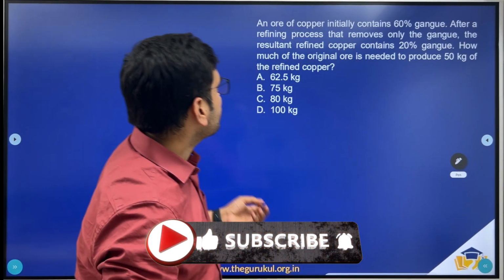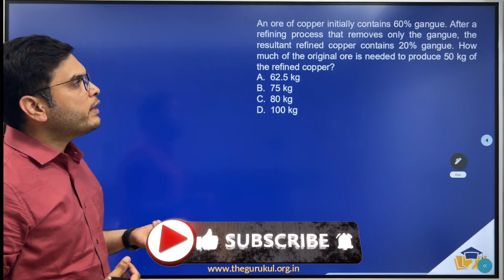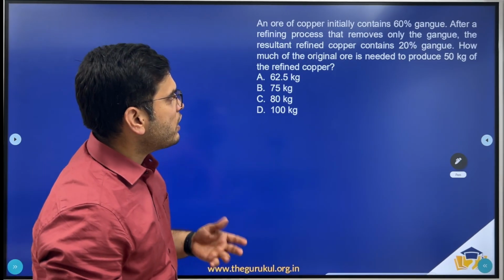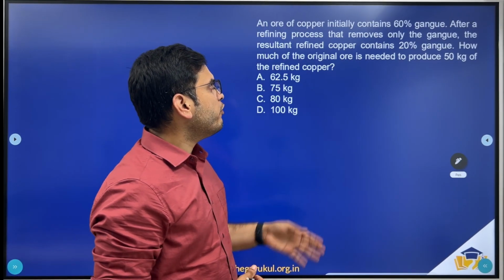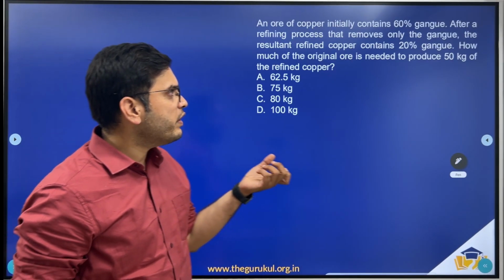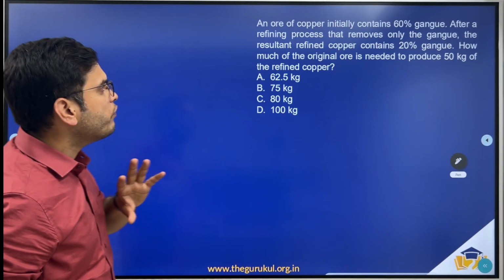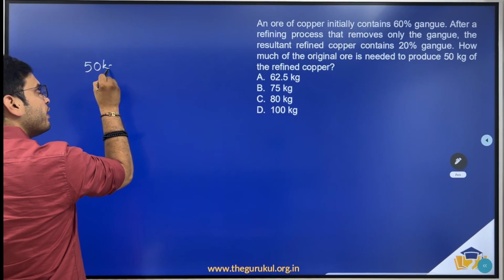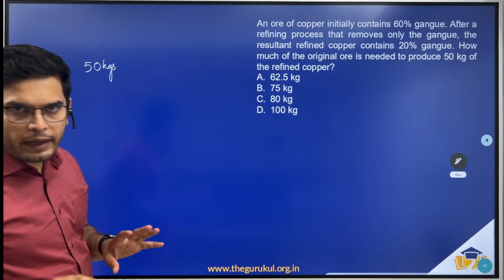Now coming to the last question. An ore of copper initially contains 60% gangue. Gangue is nothing but impurities, right? So after a refining process that removes only the gangue, the resultant refined copper contains 20% impurities. Now how much of the original ore is needed to produce 50 kgs of the refined copper, right? So we should be having 50 kgs of the refined copper by the end, right?